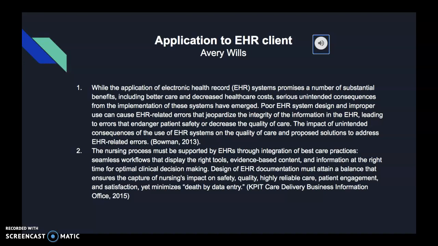For number two, I found that the nursing process must be supported by EHRs through integration of best care practices, seamless workflows that display the right tools, evidence-based content, and information at the right time for optimal clinical decision-making. The design of the EHR documentation must attain a balance that ensures the capture of nursing's impact on safety, quality, as well as health, reliable care, patient engagement, and satisfaction, as well as minimizing death by data entry.